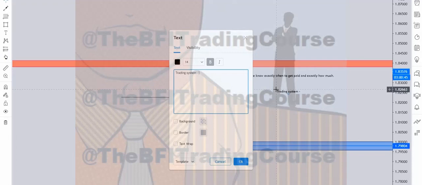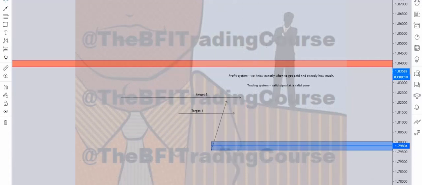Well, yeah, something like that, but we're going to keep it simple here. A valid signal at a valid zone. I know that the signal is on the micro, and the zone is drawn on the macro, and it's a signal on your micro time frame. A valid zone could be any zone that is valid. It could be a minor zone, major zone, against the trend, with the trend. It doesn't matter. It's a zone.